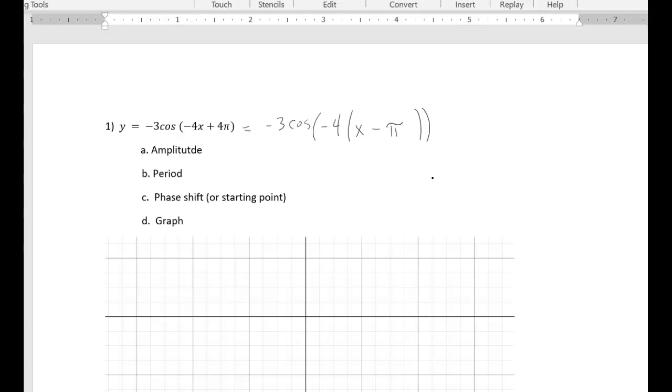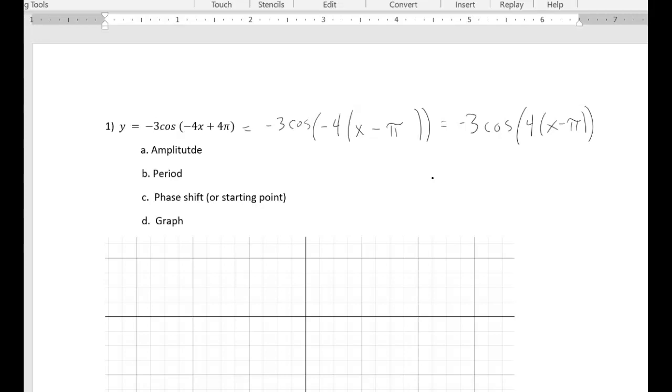Okay, and we can deal with this negative sign here because the cosine of a negative value is equal to the cosine of the positive value because it is an even function. Okay, so in other words, we can just drop that negative sign because of the even property.